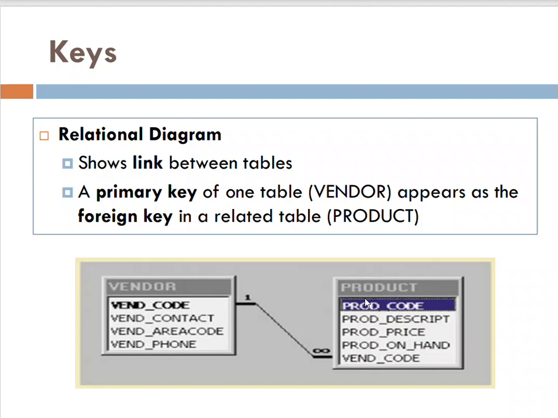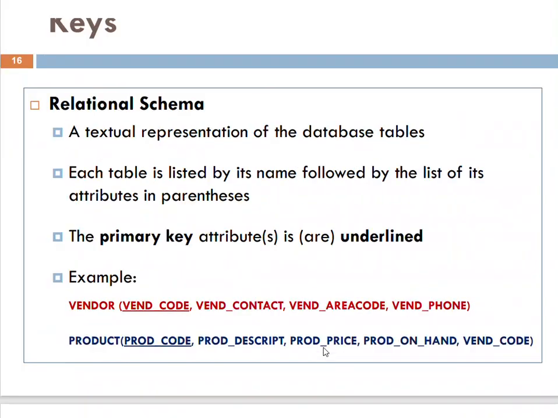And then similarly for the product table, we have this one, and product code is the primary key. Then we draw a line connecting vendor code in table vendor and vendor code in table product. This is to show there is a relationship between product and vendor. So as we can see from the tables, one vendor can supply many products.